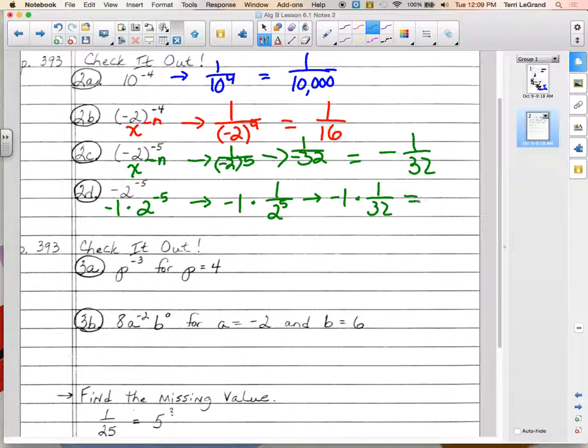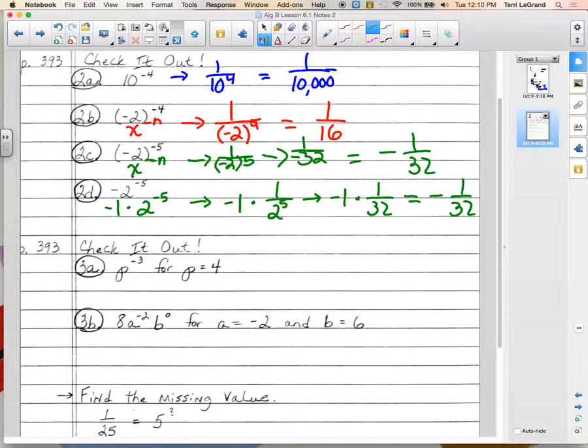We're not done yet because now we have to take a -1 times that. What's the answer? -1 over 32. Negative 1/32. A negative times a positive is a negative. 1 times something is itself. So it becomes negative 1/32.